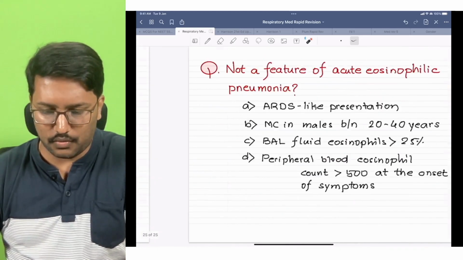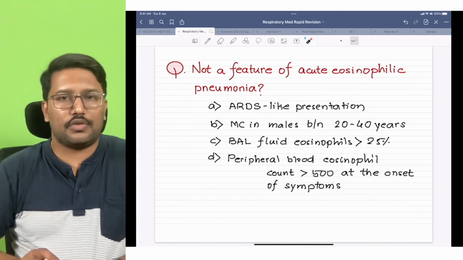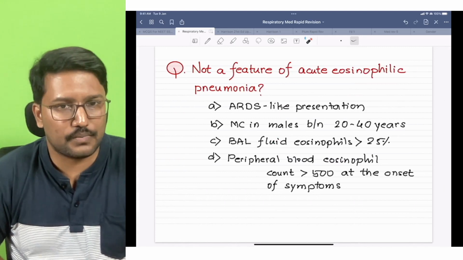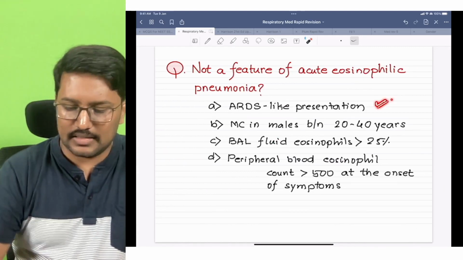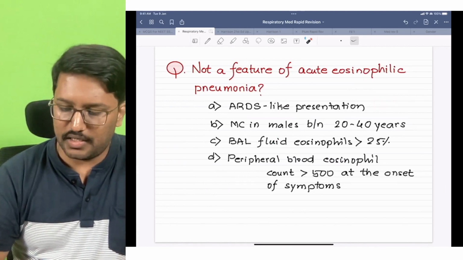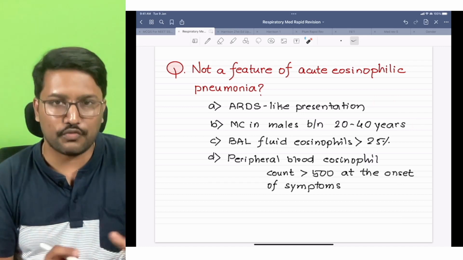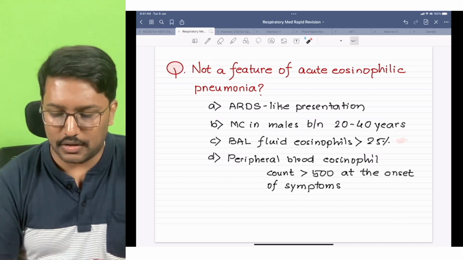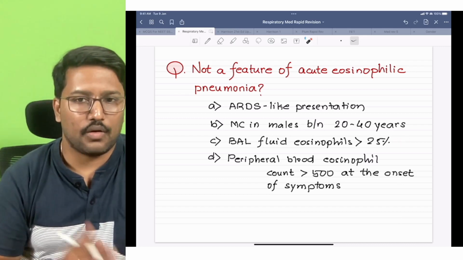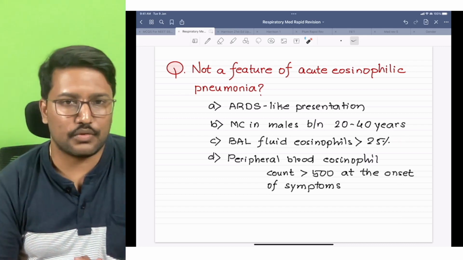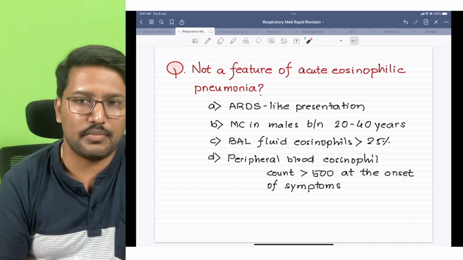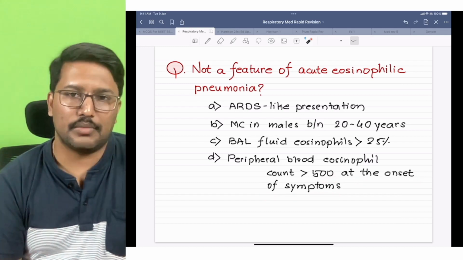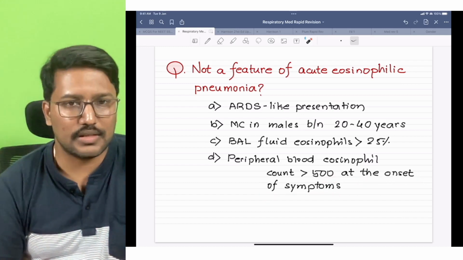Let me see if we have any more questions to address. Yeah, this is the last question for the day. Not a feature of acute eosinophilic pneumonia, right? What are the options? ARDS-like presentation, most common in males between the age group of 20 to 40 years. BAL fluid eosinophils more than or equal to 25% of the total cells, and peripheral blood eosinophil count more than 500 at the onset of symptoms. Which one of these is a false statement?